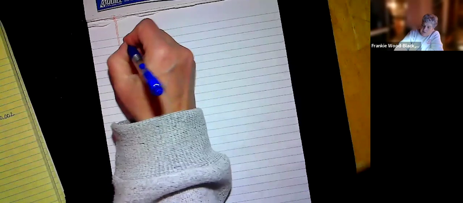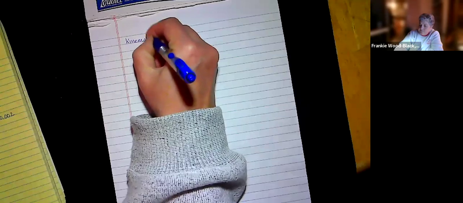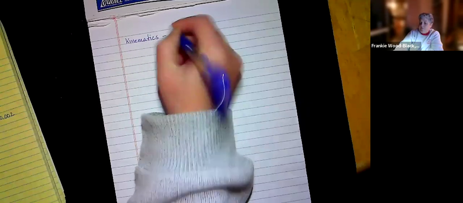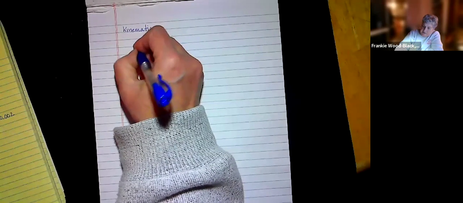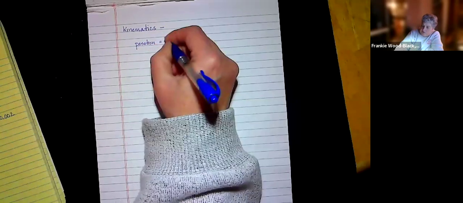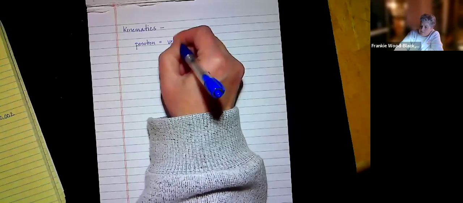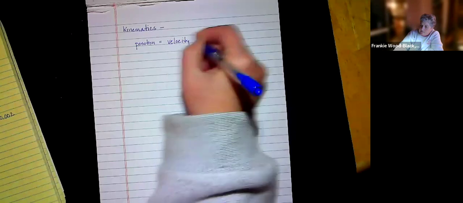So next week when we come together, we're going to look at our kinematics equations of motion. And I will start posting some lectures on kinematics because some of you are going to want to work ahead. But we know that position is equal to velocity times time.